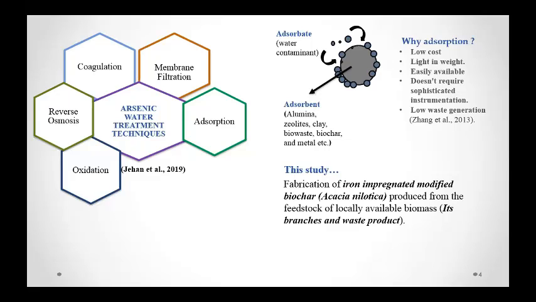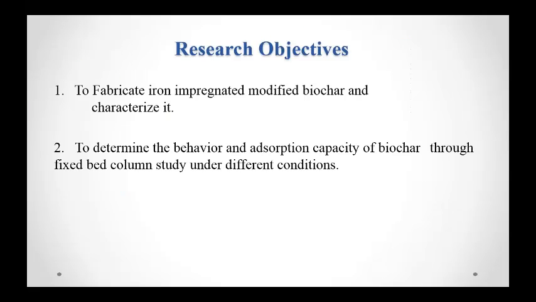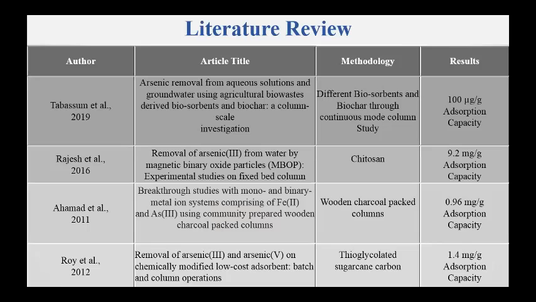In this study, a fixed bed column was fabricated from the iron impregnated modified biochar produced from the feedstock of locally available biomass, that is Acacia nilotica. In Urdu, we can say kikar. These are the research objectives. Objective one is to fabricate the iron impregnated biochar and characterize it. And second objective is to determine the behavior of the adsorption capacity of biochar through fixed bed column study under different conditions.